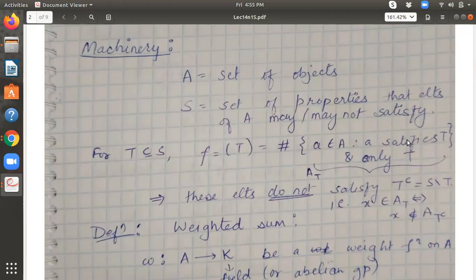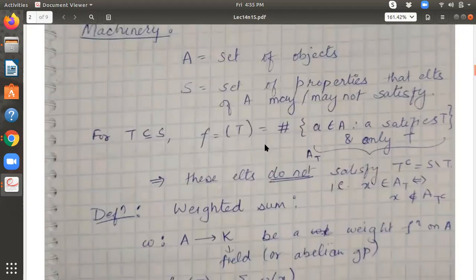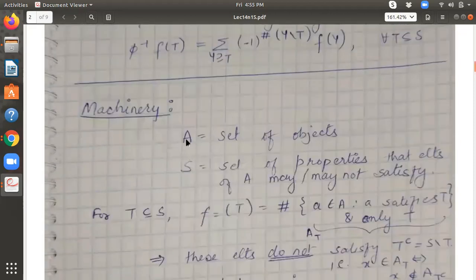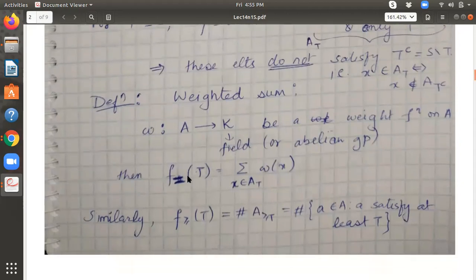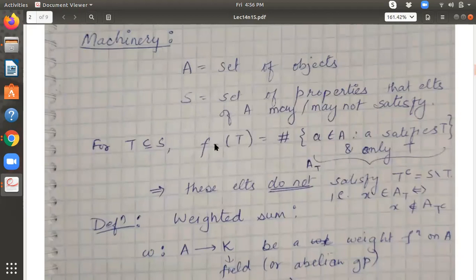Okay? Yes, ma'am. So, moving forward, if you have to define the weighted sum, this was the sum of the properties in some sense you were counting. To define the weighted sum, you will first need a weight on the elements. And the elements are sitting in the set A. That is why we started with some field K or an abelian group, it does not matter, as long as we are able to do the addition, etc., where the weight can make sense. So the weight is a function on A, and then f equal to of T takes the form summation of w(x), where x is in A_T, which means x satisfies exactly the properties that are in T. With this notation, f equal to of T, which I defined here, we can analogously define f greater than or equal to of T.